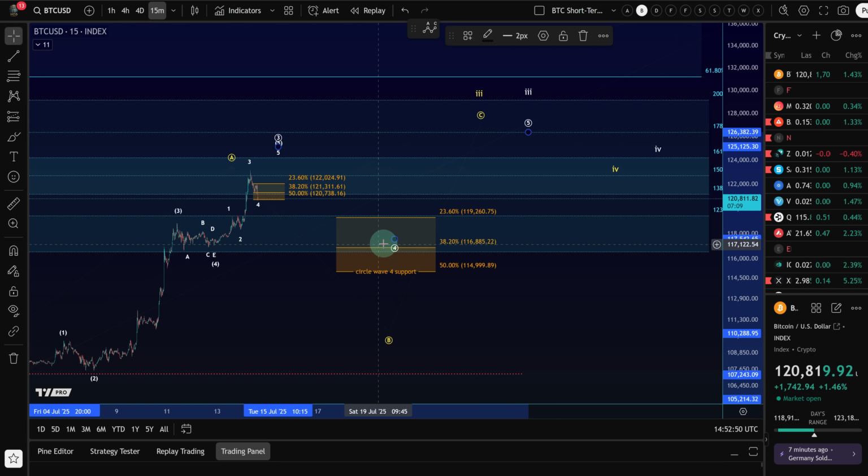Obviously, there are some levels associated that are a little bit higher with the same wave count, 116,885 to 119,260, for example. This is the support area for circle wave 4, which means, at one of these levels, we might see a reaction if we get a wave 4 pullback.